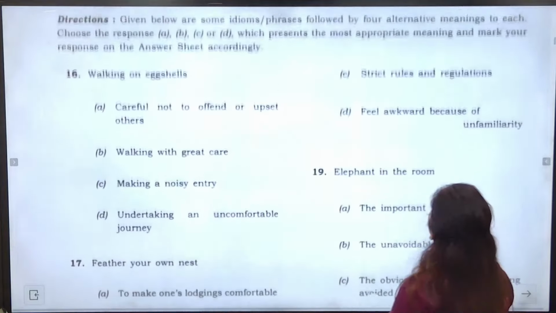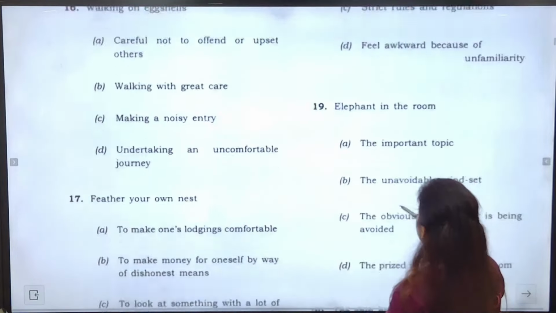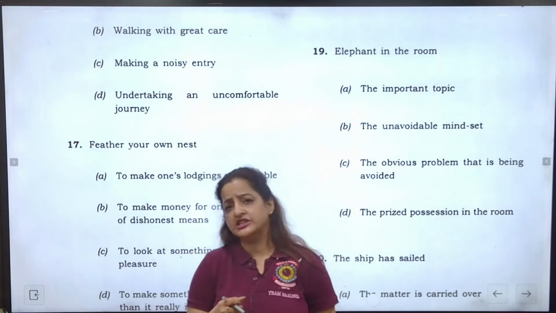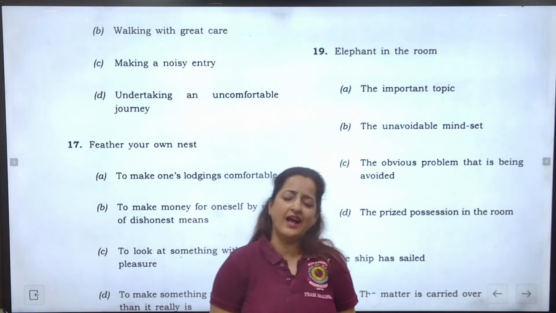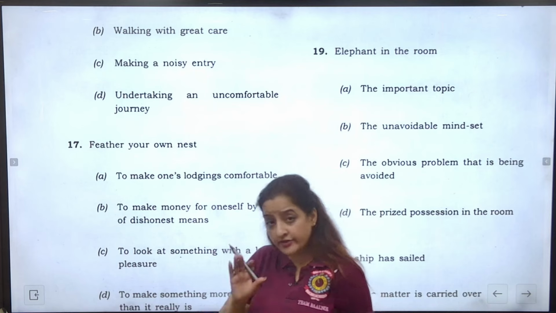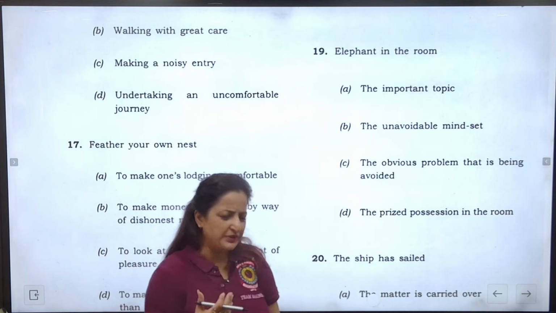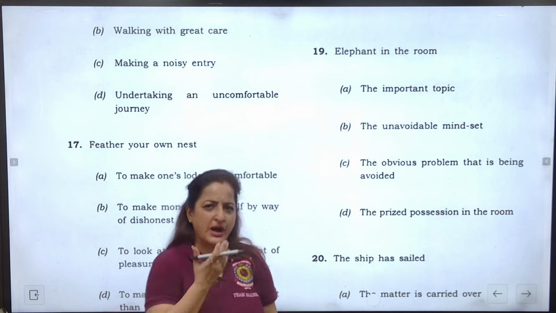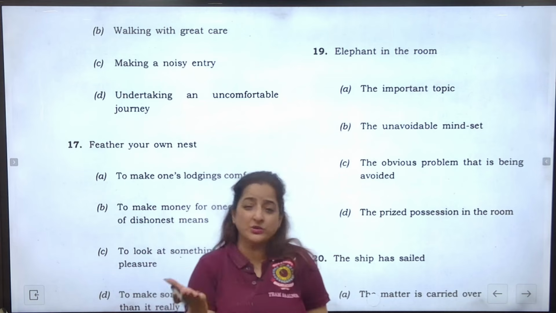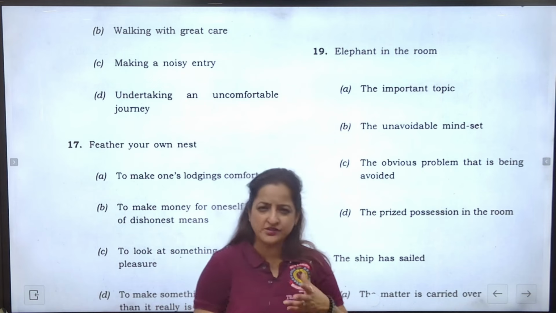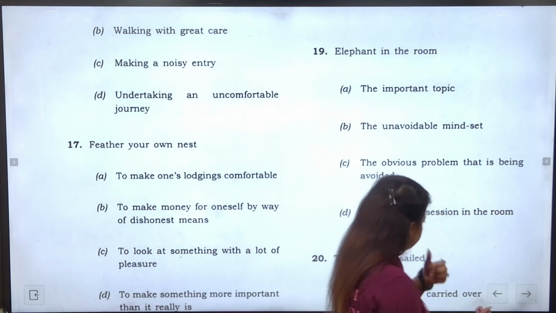(19) Elephant in the room. See, elephant in the room means an obvious problem which is being avoided as a subject of discussion. Everybody knows about that problem, but they don't want to talk about it. It could be a taboo, it could be some stigma. Somebody could be a homosexual in the family. Now they don't want to talk about it. They know about it. Yeah, so this is like an elephant in the room.